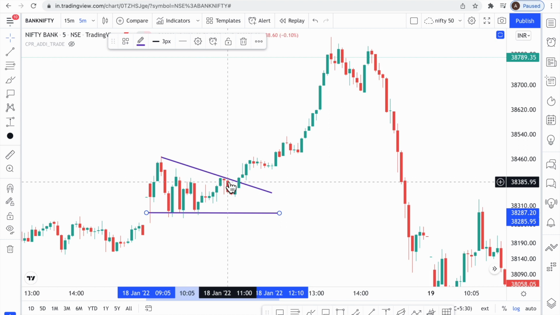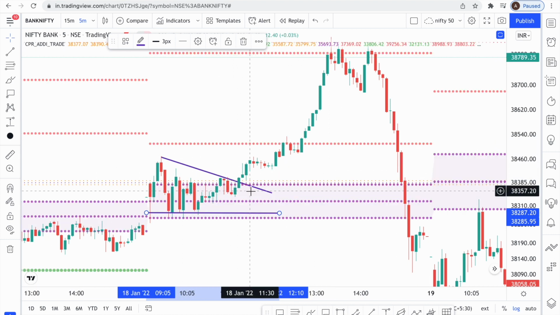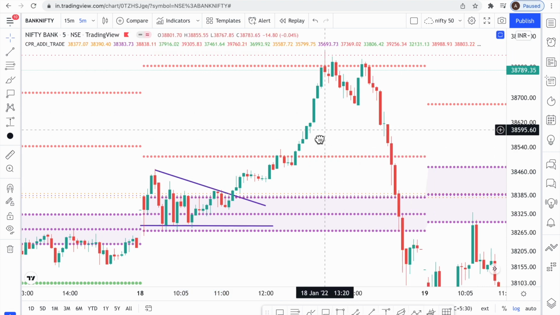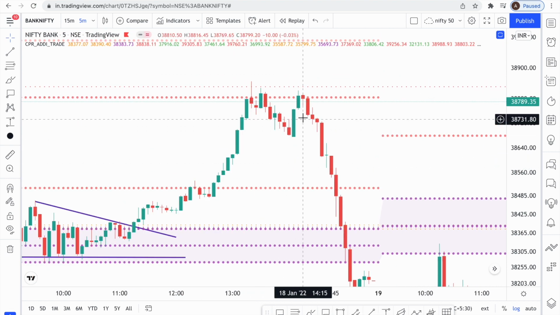The moment this broke, and we were also within the CPR, the moment the CPR broke and this slanting trend line broke, we got a nice move on the upside. Then the moment this R1 broke, we started scalping until R2. Here we took a huge loss. Why? Because we didn't wait for any other trend line to break.